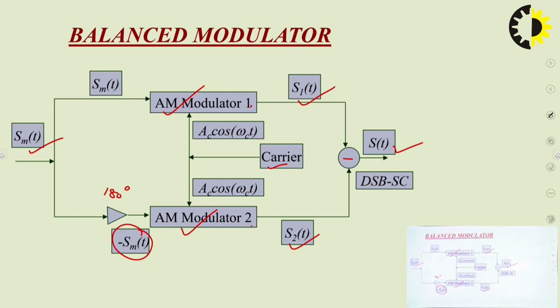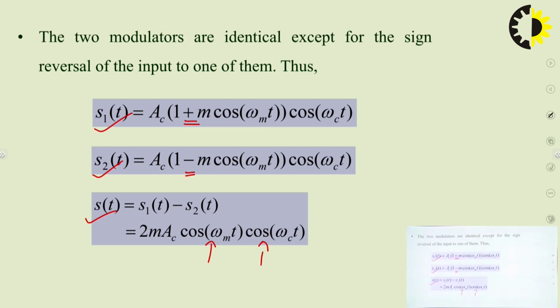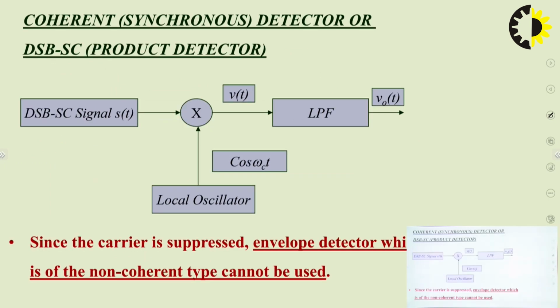So this is the balanced modulator circuit which is used for generation of the double sideband suppressed carrier signal. As I just told you, the advantage of the DSBSC technique is that the output consumes less power as compared to the AM wave. Now, after generation of the double sideband suppressed carrier, let us discuss the demodulation technique, which is also known as detection of the message signal.